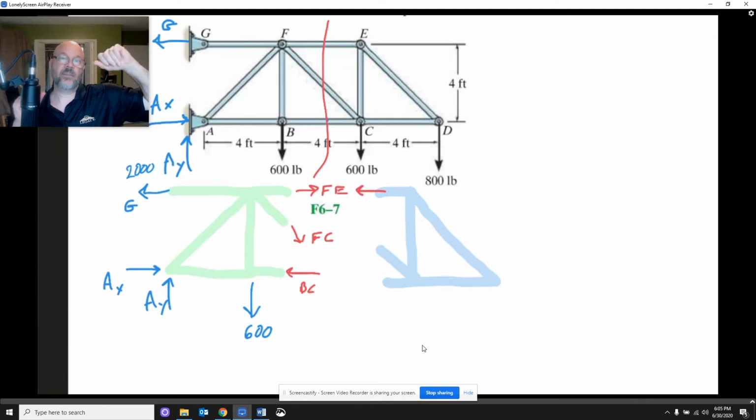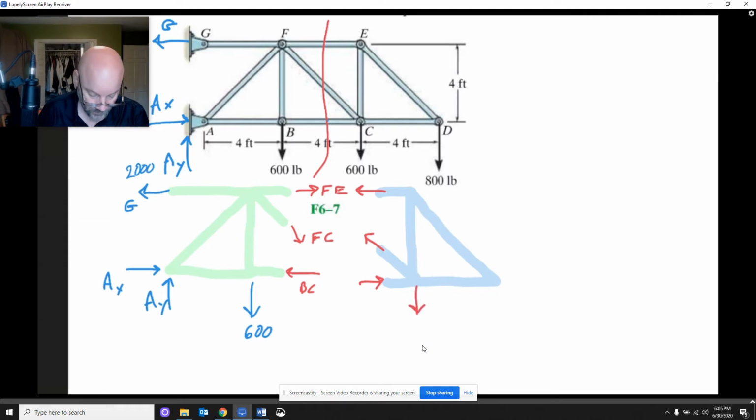It's like a spring that's been stretched out, and it's pulling on each end. So it pulls that way there, and it's going to pull this way over here. BC, however, is under compression. So it's a spring that's been squished, and it's pushing outwards both ways here and here. Okay. And then, of course, we've got the external loads. Whoop, I want to keep my color codes consistent. 600 there, and then we had what is that one? 800.